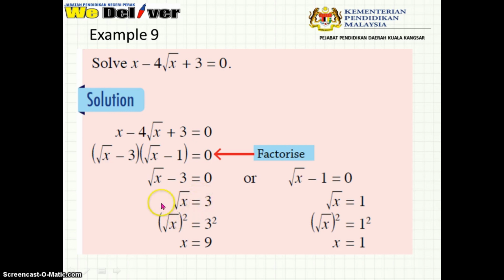Okay, so square both sides. Square root x squared equals x. 3 squared equals 9. Square root x squared equals x. 1 squared equals 1. So here we have the answers 9 and 1. Okay, so this is the example for problems.